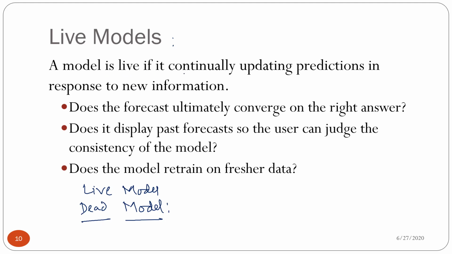A model is live if it is continuously updating its predictions. How? By incorporating more information. So we should not close the channel. We should not close the input data for our model. We should keep supplying new information as and when we get it, so that our model keeps updating, and it is in sync with the latest data.